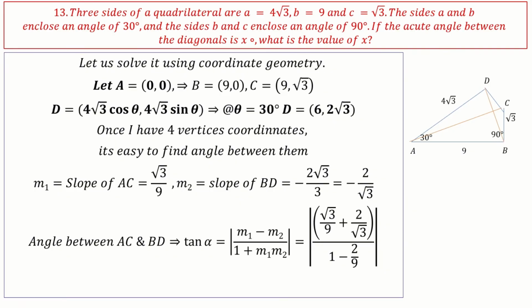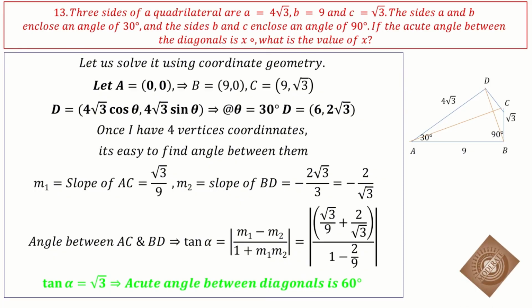So the angle between AC and BD is given by tan alpha equal to M1 minus M2 divided by 1 plus M1 M2. Since we are looking at the acute angle, I'll take the positive value of it. If I simplify, I'll get tan alpha equal to square root of 3, which means the acute angle alpha between the diagonals is 60 degrees. That's the answer. This is easy if you solve using coordinate geometry, otherwise it's moderate. Next.